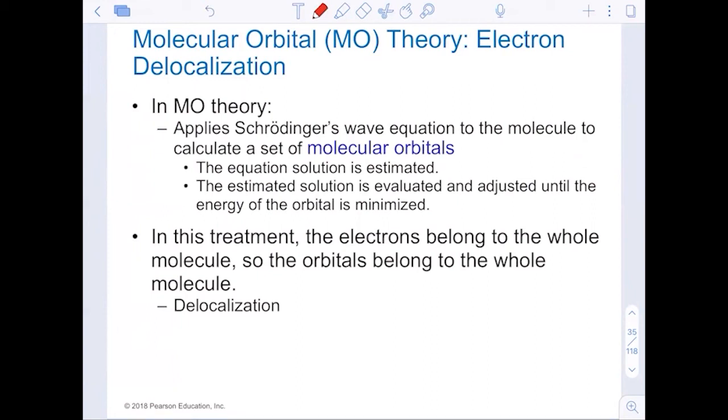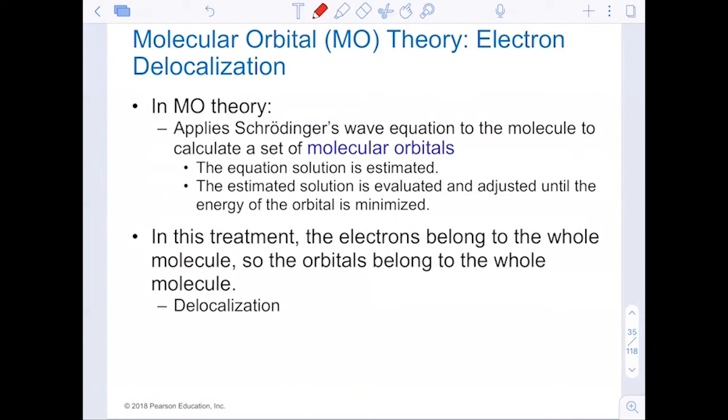And so the equation solution is estimated. You need a very, very big supercomputer to really understand the Schrodinger wave equation. And so there's a lot of math that goes behind this that we are not ready to handle yet in general chemistry. You won't even be ready to handle it in organic chemistry. You don't really get to the math and discuss it until you get into physical chemistry, if you're lucky enough to take that class. It's an amazing class, very eye-opening, but it truly is one of those classes that is much later in your chemistry career.